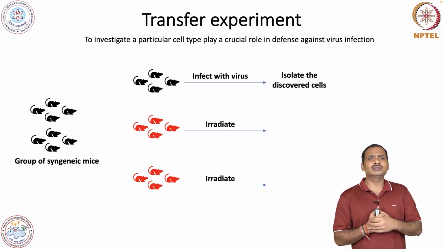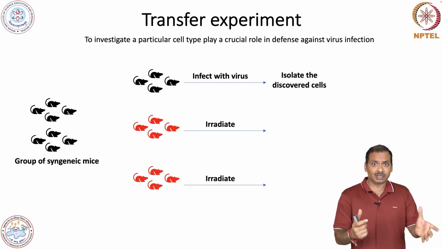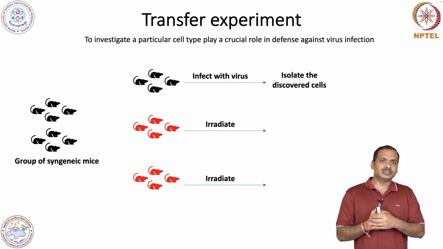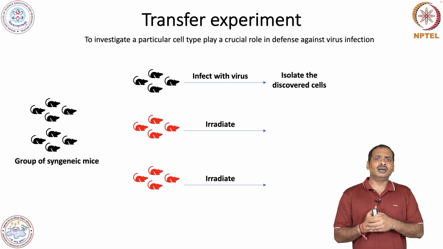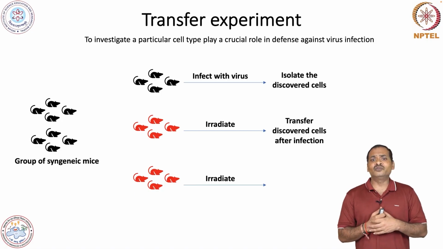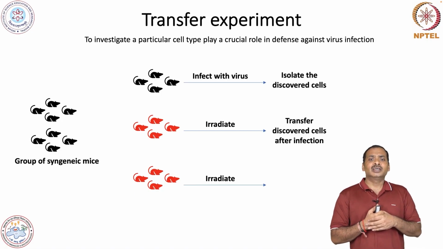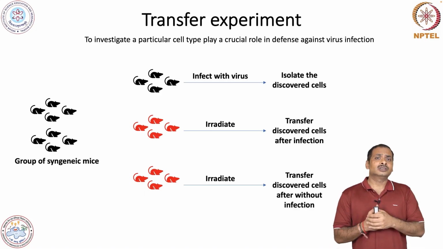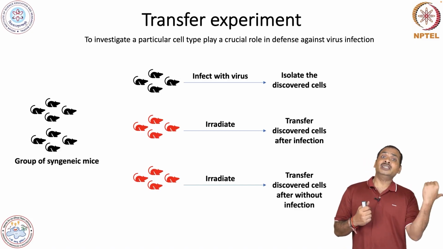From the infected population, you can isolate the cells which you have discovered earlier. There are a variety of techniques by which you can isolate that particular cell if you know the marker. For example, you can use the magnetic bead system, or you can use the flow cytometer. After isolation, you can infuse these cells into one group of irradiated mice, and in another group you can introduce the cell type from uninfected mice.